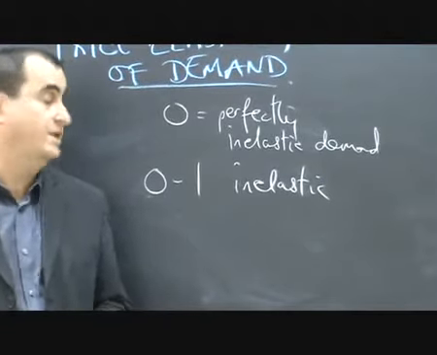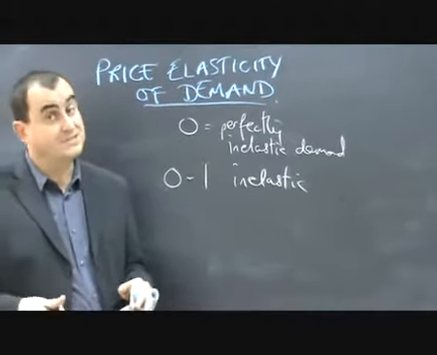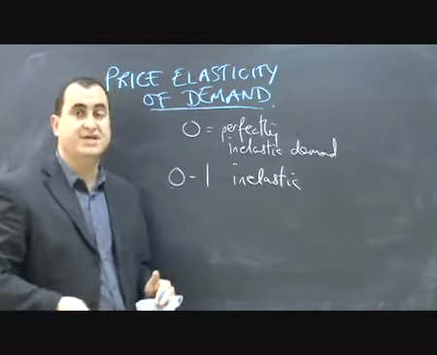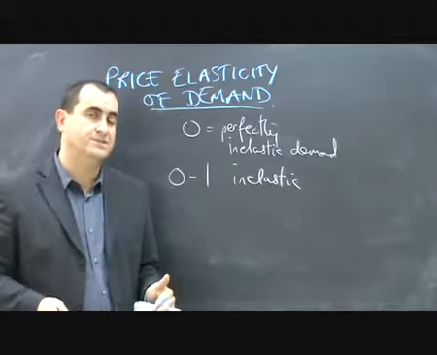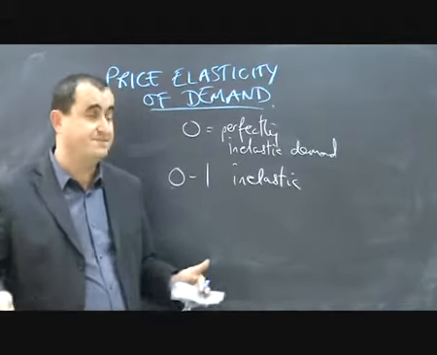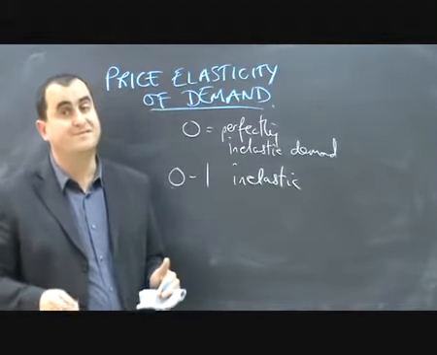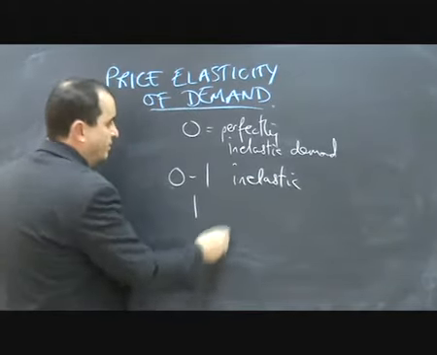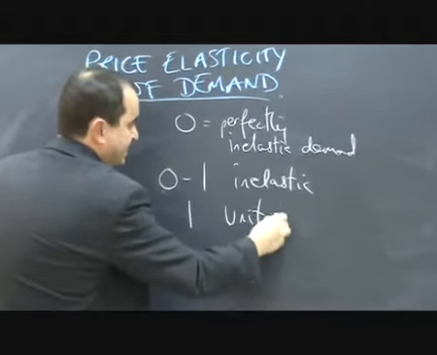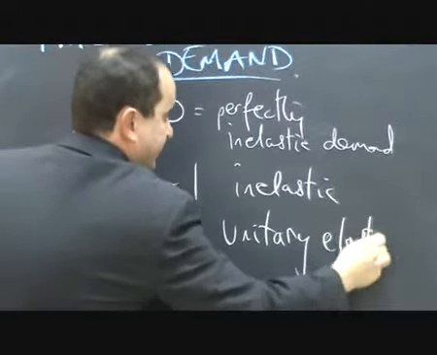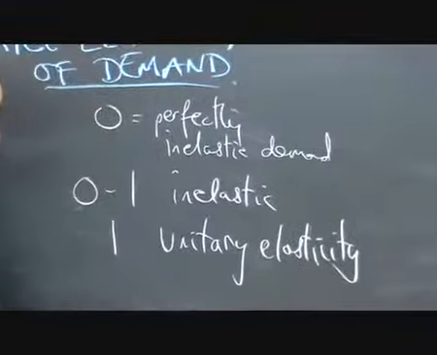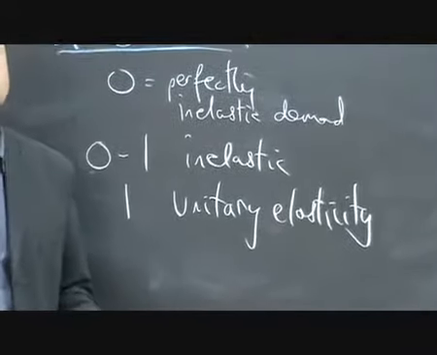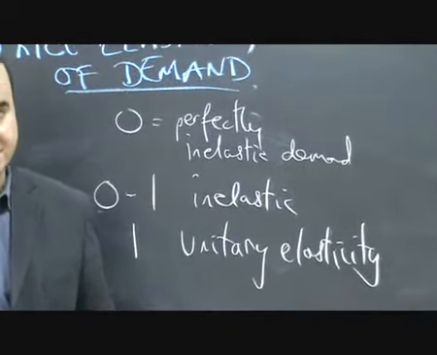The price changes and the quantity demanded reacts, but it doesn't react in as big a proportion as the price has changed. So a price change of 10% might lead to a quantity demanded change of 5%, and that would be PED of 0.5, less than 1, inelastic demand. If it's exactly 1, we say the demand has unitary elasticity, and demand is changing in exactly the same proportion as the price changed. A 5% change in price leads to a 5% change in quantity demanded.